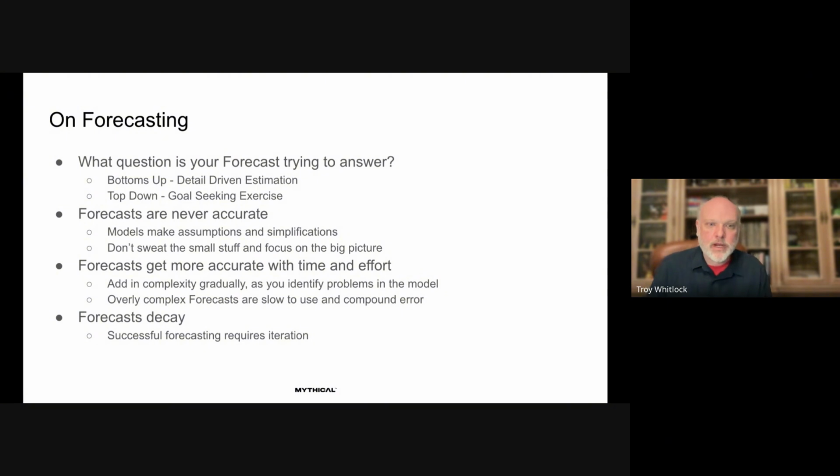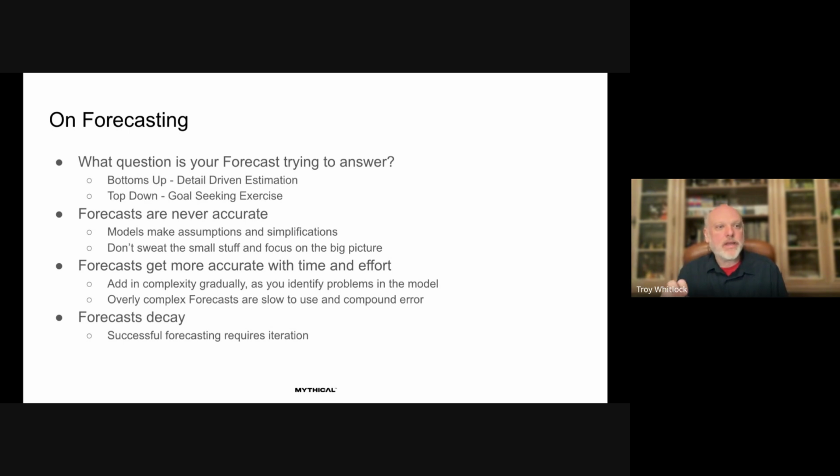Overly complex forecasts are really slow to use, and they compound error. And I've been bitten by this many times. It's almost always the case that less is more at a forecast level. There are times where you're trying to forecast individual feature performance, and it may make sense to do a more complex forecast, but mostly for the purposes of strategic alignment, as opposed to being accurate with a forecast.